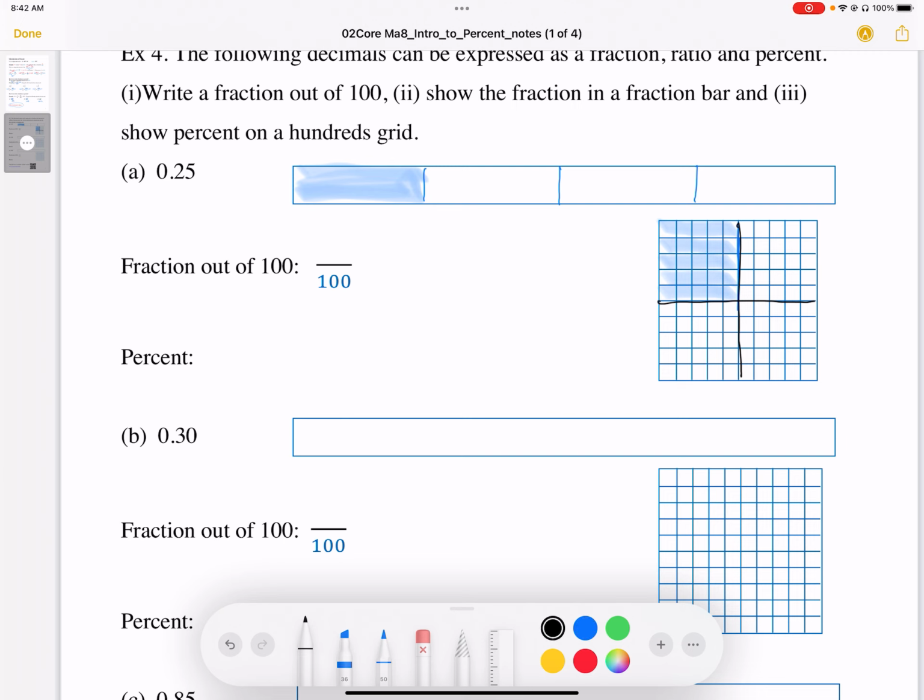And then 0.25 as a percentage, I'm going to move the decimal point over 2 places, and I get 25 out of 100, which is 25%.